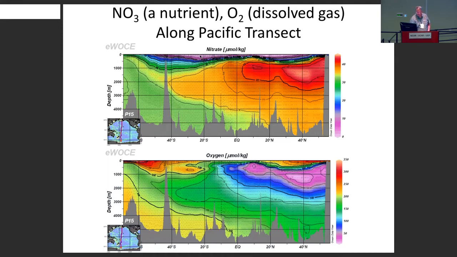So the nitrate is consumed in the surface waters by photosynthesis. And then as the dead detritus sinks through the water column, it's converted back into this inorganic nitrate form.